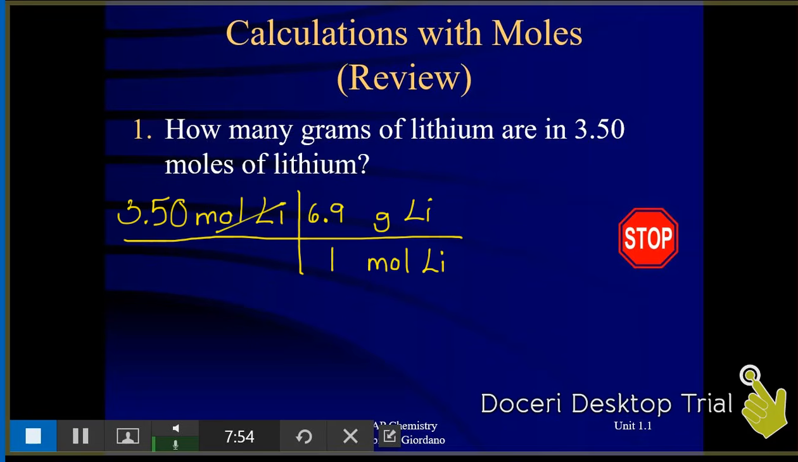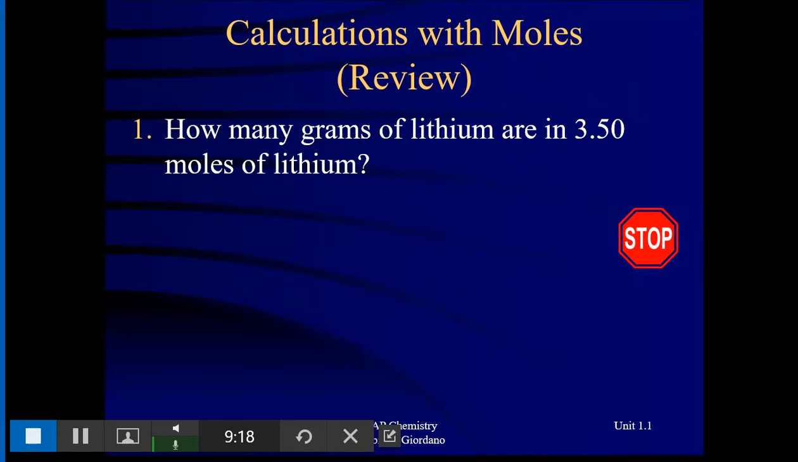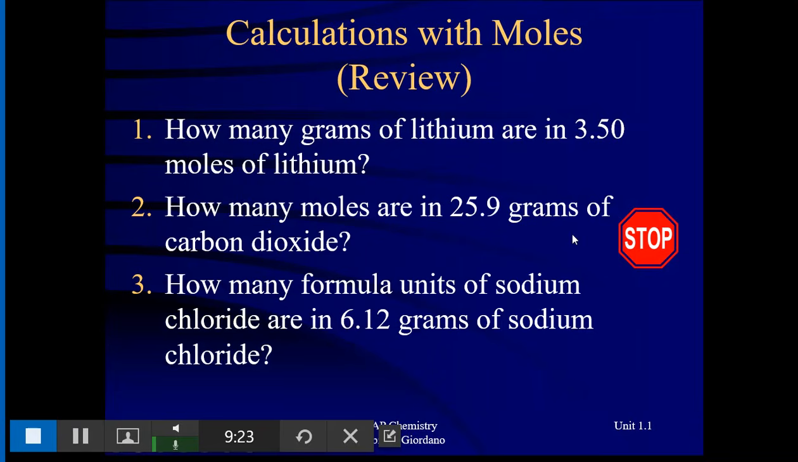Okay, so moles of lithium are going to cancel out. We multiply across, divide by any number on the bottom, and I'm going to round that to 3 significant figures. And there's my final answer. So there are 2 more problems here. I want you to pause the video, try these 2 on your own, and then come back and you can check your answer.